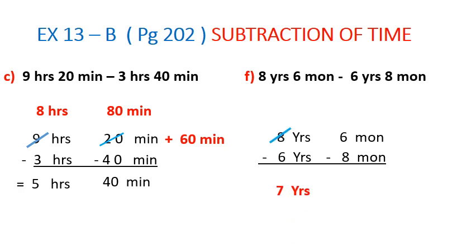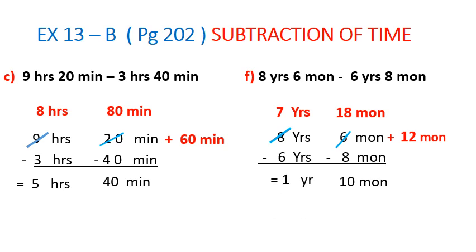So 8 years will become 7 years. So 1 year is same as 12 months. So we got 12 months at a time. So what is 6 plus 12? That is 18 months. Now 6 is gone. We have 18 months now. What is 18 minus 8? That is 10 months. And 7 minus 6 is 1 year. So the final answer is 1 year, 10 months. So subtraction is not easy as addition. So you need to practice it very well. Okay.